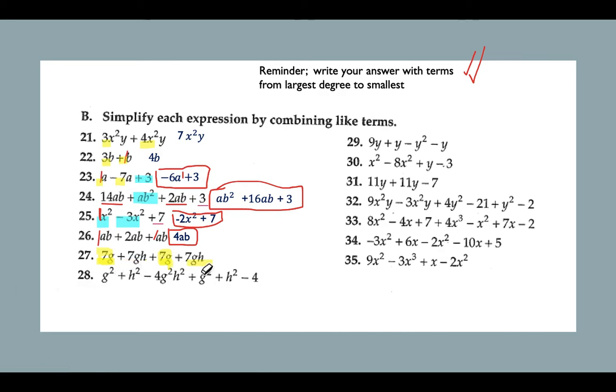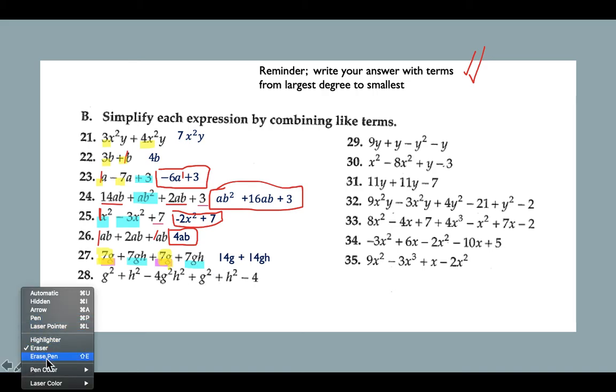And if I add 7g and 7g, I get 14g. And then I can also add 7gh and 7gh. That's going to give me a positive 14gh. Okay, and that would be your final answer.